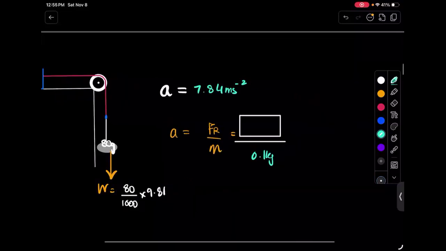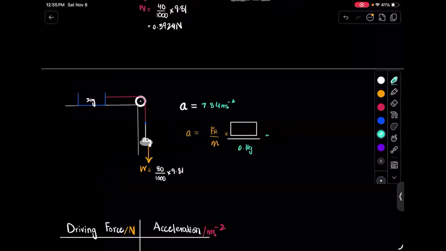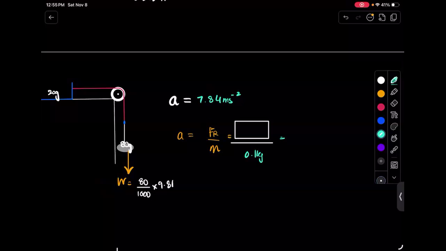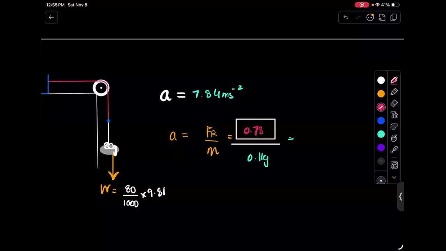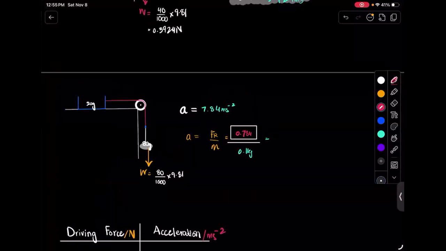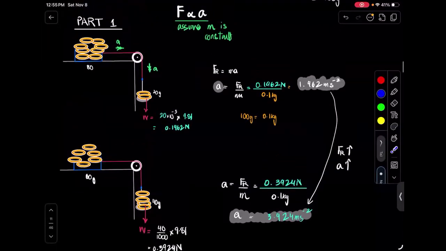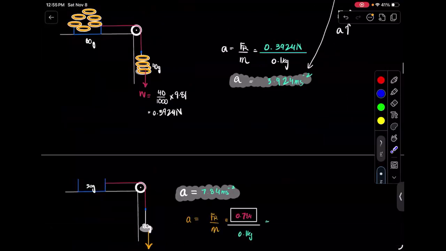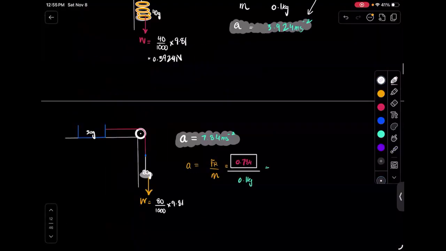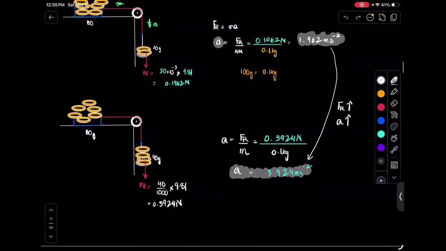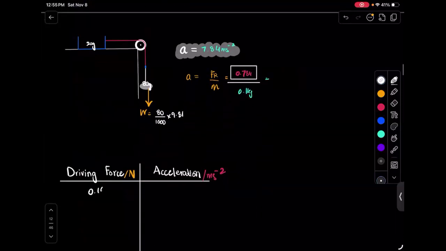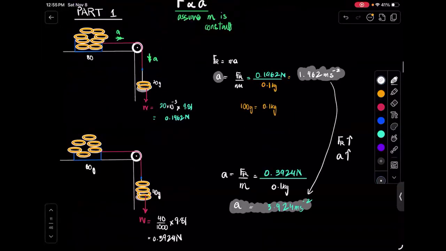Okay. Now again, check this out. The resultant force is what? Aris, what did you get as the resultant force? I got 0.7848. Okay. Now check this out again. Do you see that as you increase the resultant force, the acceleration was increasing? Now, when the driving force was 0.1962, my acceleration was 1.962.